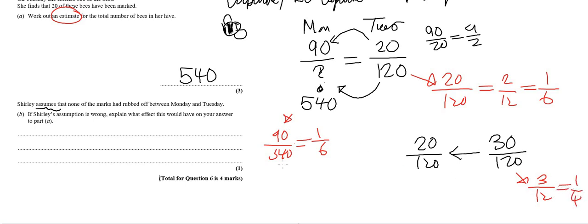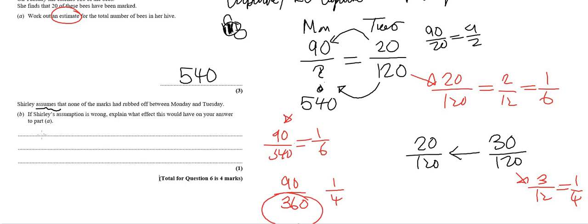Now you can see if we do this on the other side, if 90 out of something is going to be 1 out of 4, that means that this number here is going to decrease. So that's going to be 360, because more of the bees are marked. So that would mean that her 90 that she marks at the beginning would have been a higher proportion of the overall. So then that is what it would actually be.